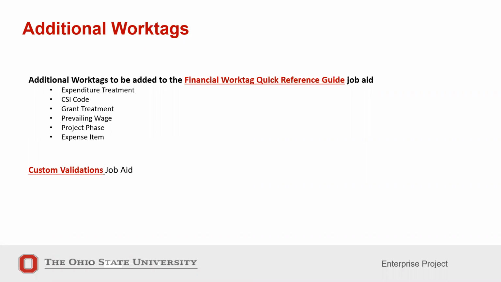Perfect. So we just wanted to bring awareness to the group that there are some work tags commonly used within business processes that weren't really covered during the FDM training, because we really focused on the chart field replacement work tags. But there are work tags within each business process that can be selected on transactions. So we're going to pull some of these, and that's what we see here: expenditure treatment, CSI code, grant treatment, prevailing wage, project phase, and expense item. We're going to pull those into the FDM reference guides and definitions.